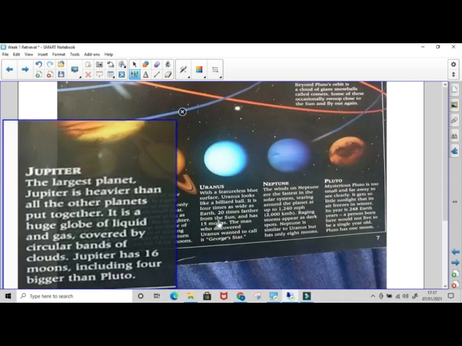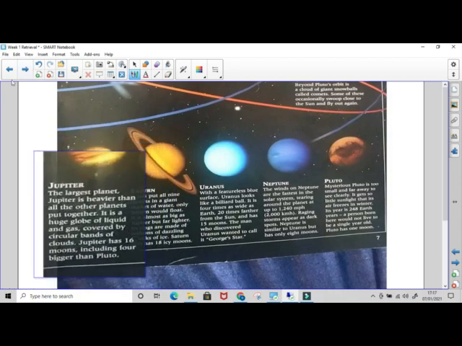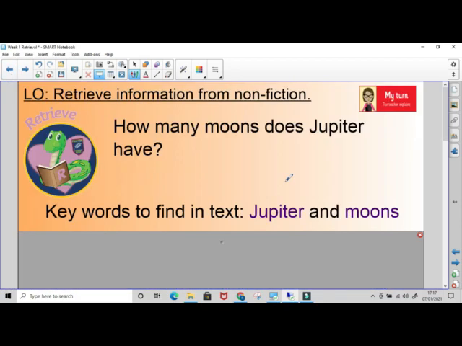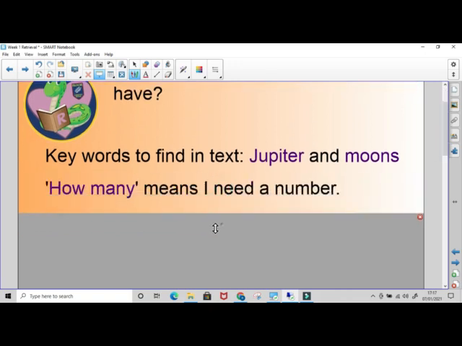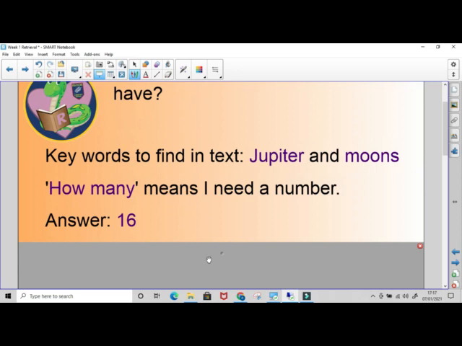So how many moons? It's asking me a number. So straight away I can skim across the text and I can see it there. Jupiter has 16 moons. There it is. Nice and quick. Okay. How many moons does Jupiter have? The answer is, how many moons needs a number? 16. That's how we retrieve information. So that is an example.